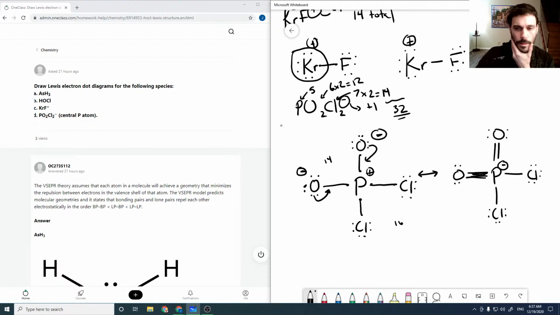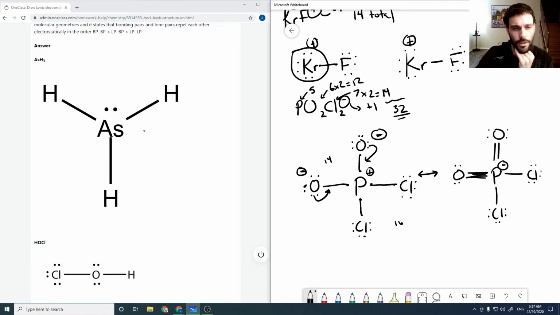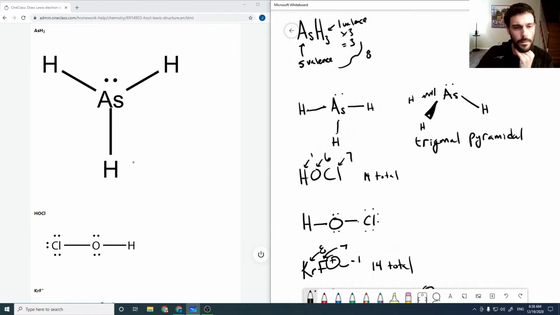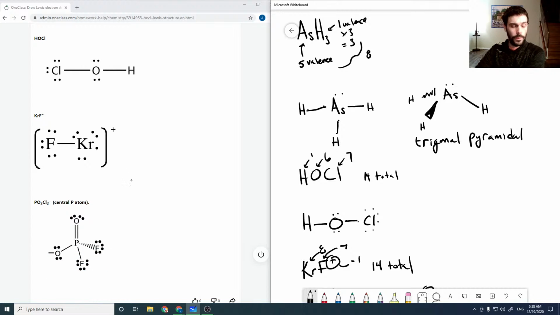Okay, let's check through the solution here. So there's arsenic trihydride, which basically is what we had. It's a little drawn funny, but it's okay. HOCl, just backwards from how I drew it, but that's the way we did it. KrF plus, that's just kind of wonky.